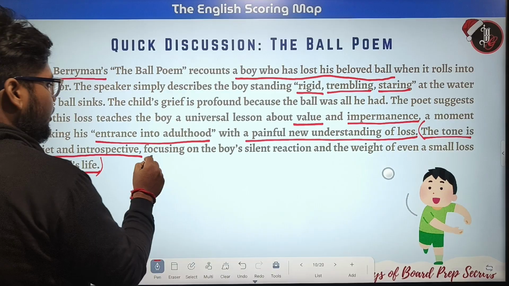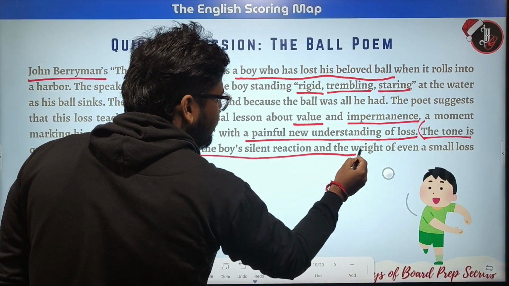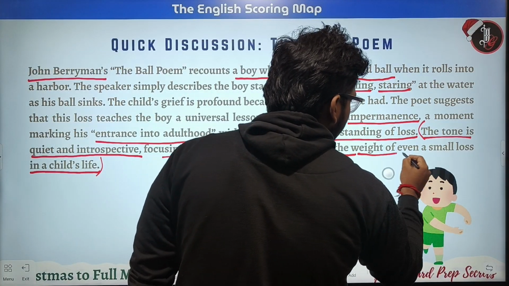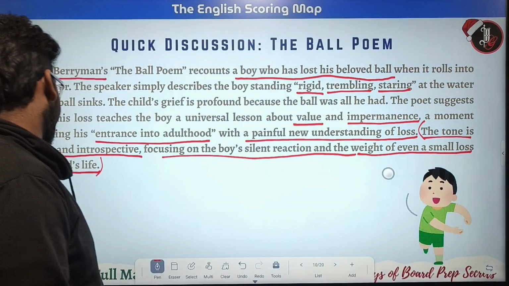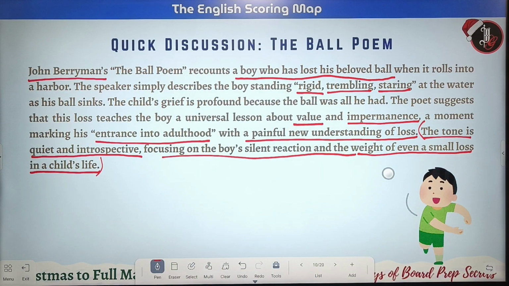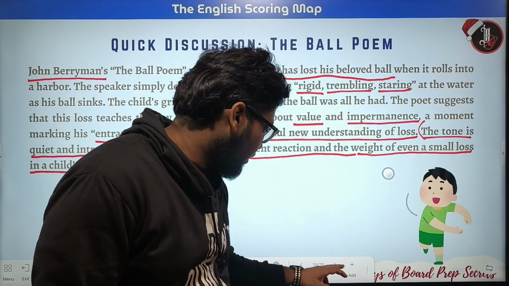Quiet and introspective, focusing on the boy's silent reaction and the weight of even a small loss in a child's life. I hope it's clear. Now take a screenshot of this. Okay, let's move on to the next.